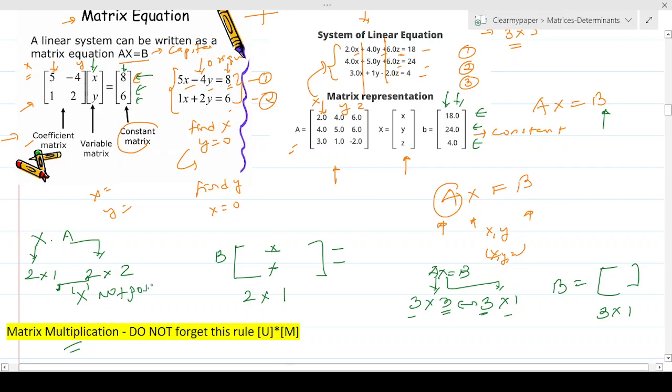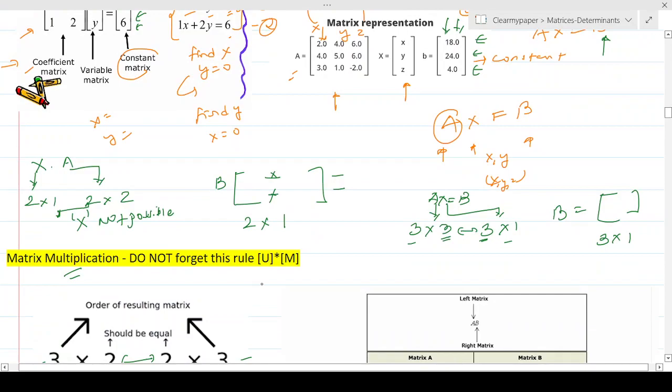So when you multiply 2 matrices, not to be confused with the scalar, which is just a number, when you multiply 2 or more matrices, the order of the matrices matters, meaning which matrix is on the left side and which one is on the right side. So that's just a quick reminder on that one. And that's why I put here, do not forget this rule.